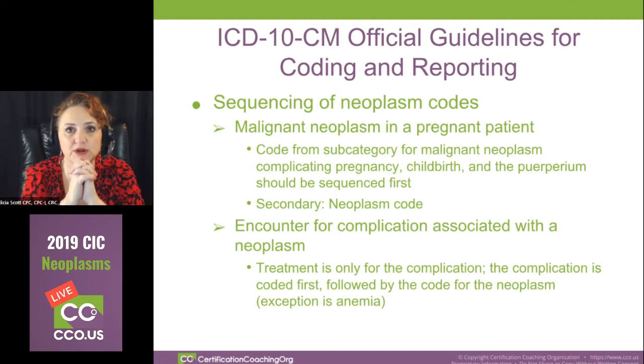So we would code everything just like we normally had, but all the rules apply, except if the cancer is complicating the pregnancy, the childbirth, or aftercare, puerperium. Then that will be sequenced first, and then the cancer will be second, because it's all about why the patient's being seen. Is it complicating the pregnancy? Then the complication is first, and it's probably going to be an O code, and then the neoplasm next.